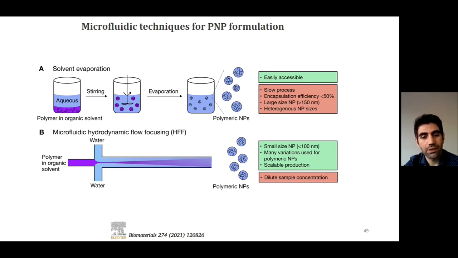Okay, here, actually, I don't know if I have enough time. In these slides, I put a comparison between conventional and modern techniques. For example, in the production of polymeric nanoparticles, solvent evaporation is a conventional method. Here on the right, in the green and red rectangles, you can see the advantages and disadvantages of this method. Using hydrodynamic flow focusing, the first method that we learned, we can produce very uniform nanoparticles in terms of size. As you can see, if you compare with the conventional method, we can produce nanoparticles with size smaller than 100 nanometers.